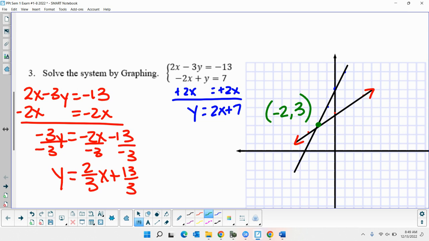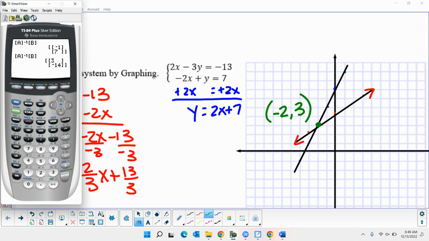In your calculator, you go to your y equals and put them in. So for 2/3, I have to put 2 divided by 3 x plus 13 divided by 3. I just put my fractions in parentheses, and then 2x plus 7. And it's going to draw both lines. There's the first one, the red one I did, and then the blue one.